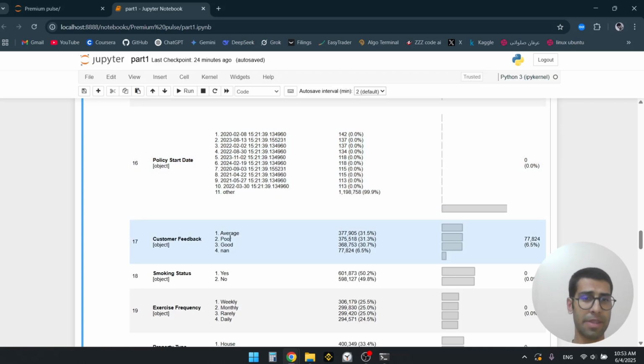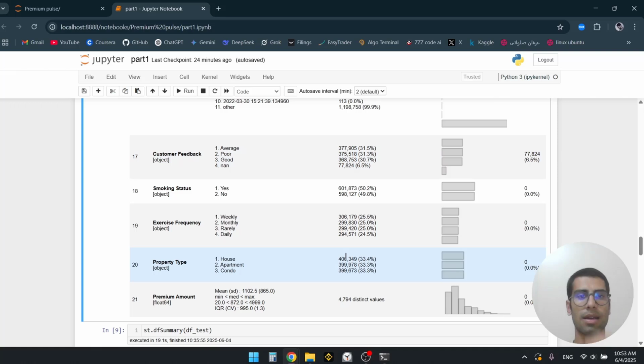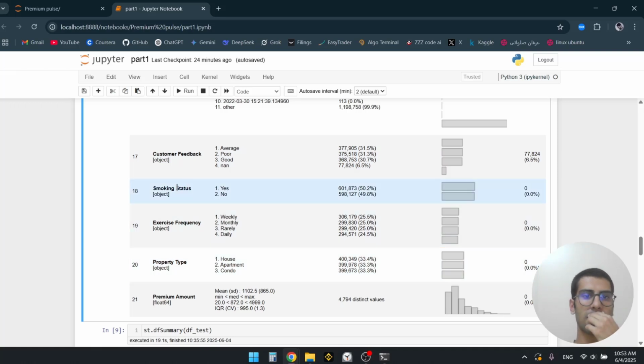Next, we have customer feedback. We have average, poor, good, and none values, perfectly balanced. We can use the same categories to fill the 6.5% of data that went missing. And smoking status, binary, 50-50, no missing values.